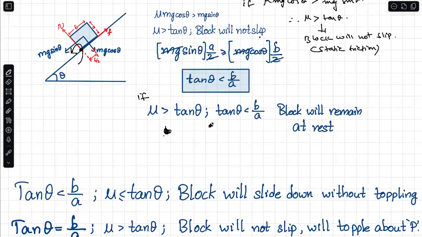Mu is greater than tan theta, or tan theta is less than mu, and tan theta is less than b by a. So whichever is the lowest. See, b by a and both should satisfy. Then what will happen? The block, if tan theta is greater than or equal to b by a, will topple.